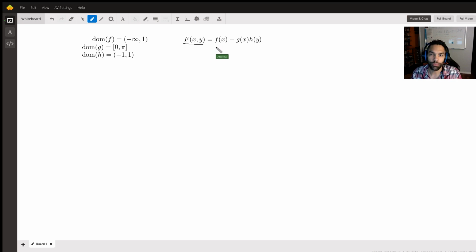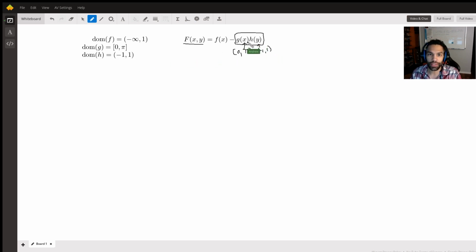So the best way to approach this is to do it one piece at a time. So we're going to pay attention to this little chunk right here. We have two functions here, one in terms of x and one in terms of y, multiplied by each other. It can seem a little complicated, but it is actually not as complicated as it looks. So what we have here is x. We have the domain of g, which was given as 0, pi. And we have the domain of h, which was given as -1, 1.